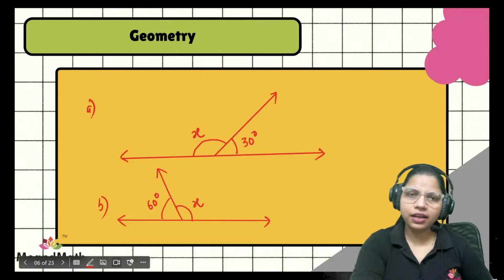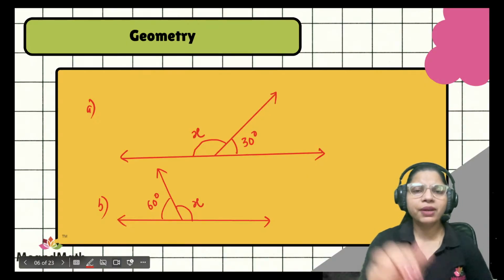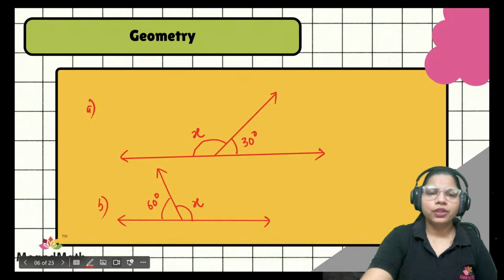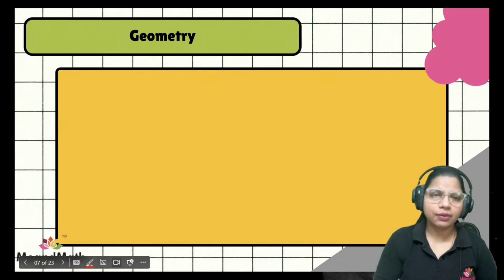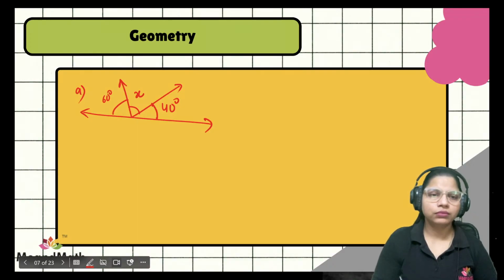A is 150 and B is 120. That is correct. So there wouldn't be any problem finding angles like this. The next trickier one comes. I'll be creating a few questions. This is the straight line. If I give you three angles here, say this is 40 degrees, that is 60 degrees, what is this measure? It is X.